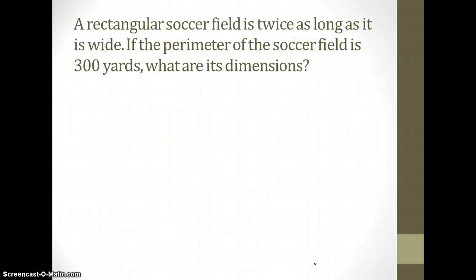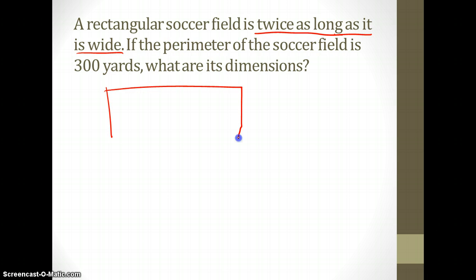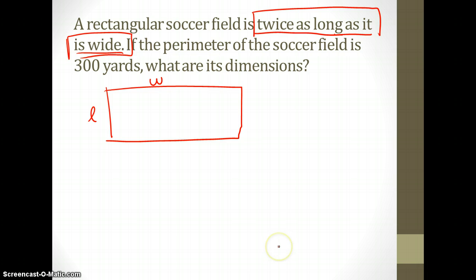The last problem I'm going to leave you here with, I'm going to start to illustrate it for you, but it says a soccer field is twice as long as it is wide. So if we got a soccer field here, you have a length and you have a width. If the perimeter of the soccer field is 300 yards, what are its dimensions? So the key piece here is this description of the field. It's twice as long as it is wide.